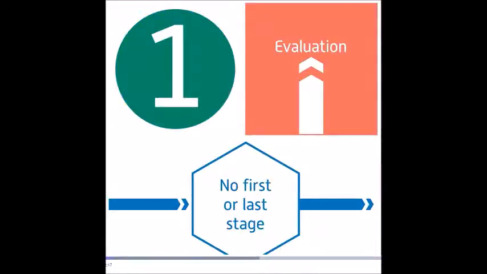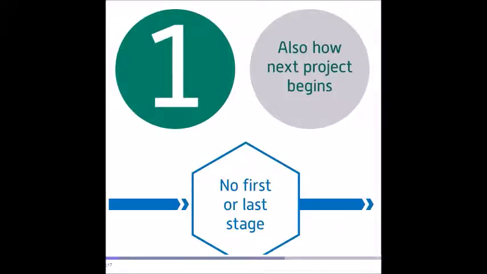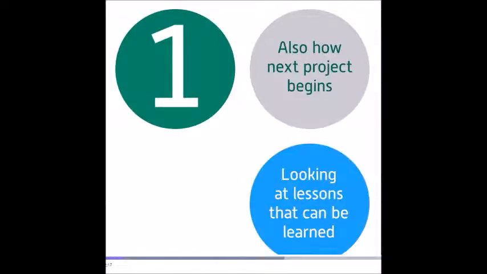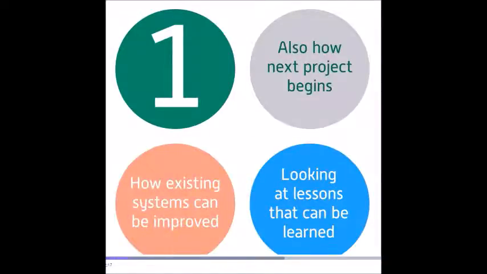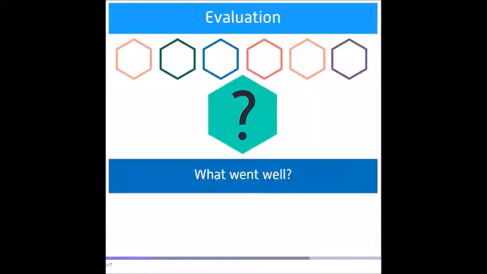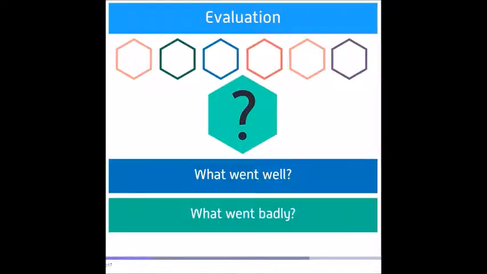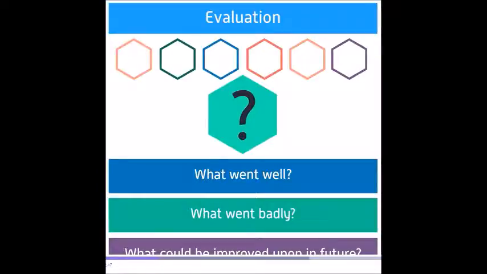Evaluating one project is also how the next project begins, by looking at lessons that can be learned and how existing systems can be improved. Any evaluation is broken down into a few key parts, which can each be addressed in the form of a question. What went well? What went badly? What could be improved upon in the future?